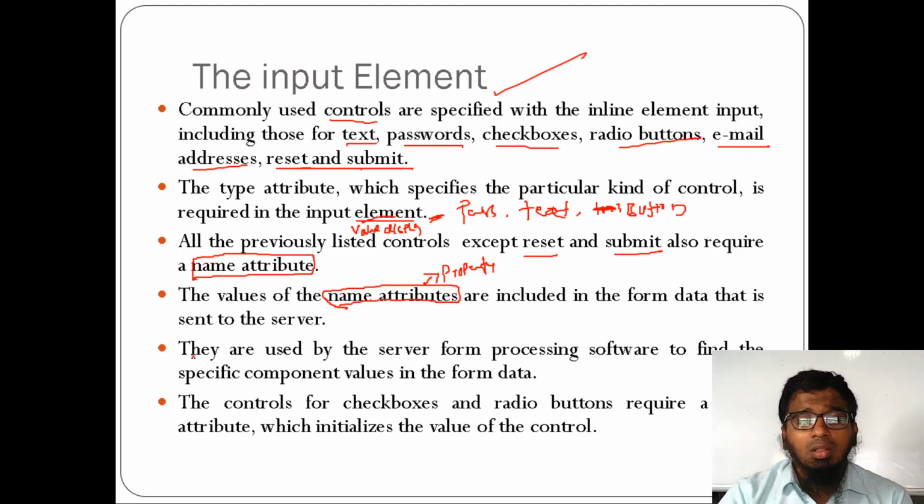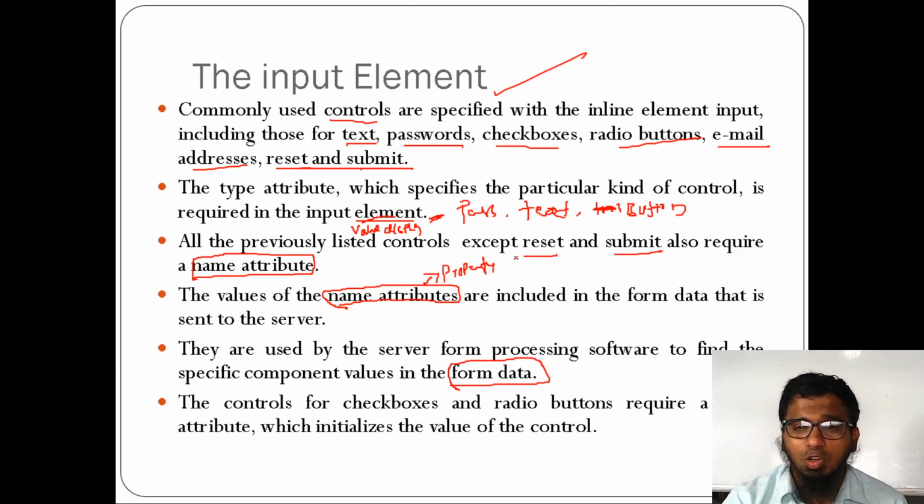They are used by the server form processing software to find the specific component value in the form data. When we say form data, it means all like text, password, username, checkbox, the whole combination, then it is called the form data. What it is telling is that they are used by the server form processing software to find the specific component value in the form data.